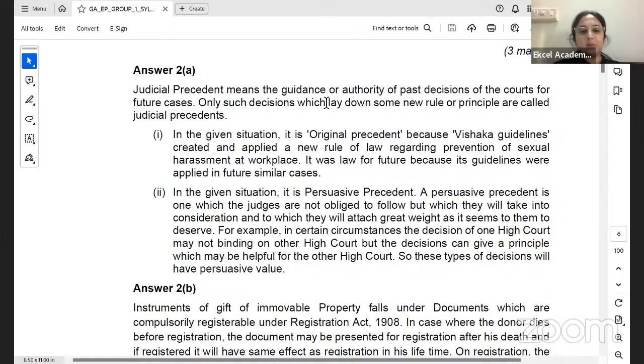See, judicial precedent means what? It is a guidance or authority of past decisions of the courts for future cases. So it is like a guideline for future cases. That is a judicial precedent. Whatever has occurred in the past acts as a guidance for future cases. See, each and every case will not become a judicial precedent. Only such decisions which lay down some new rule or principle, some landmark judgments which apply a new principle altogether, become a judicial precedent. So that is about judicial precedent.